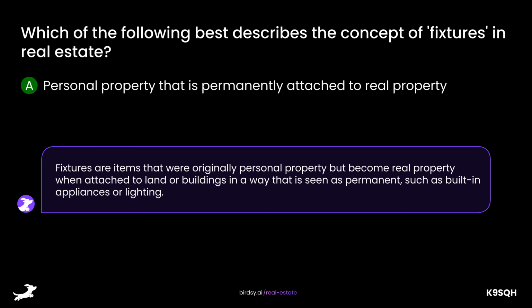Fixtures are items that were originally personal property but become real property when attached to land or buildings in a way that is seen as permanent, such as built-in appliances or lighting.